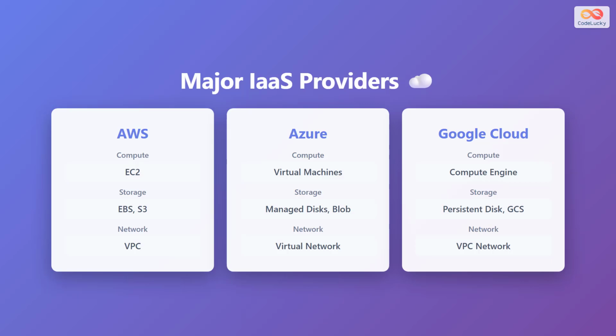Google Cloud Platform offers Compute Engine for virtual machine instances. For storage, they provide persistent disk for block storage and GCS, which is Google Cloud Storage, for object storage. Their networking solution is called VPC Network. While these providers use different names for their services, the underlying concepts and capabilities are very similar across all platforms.